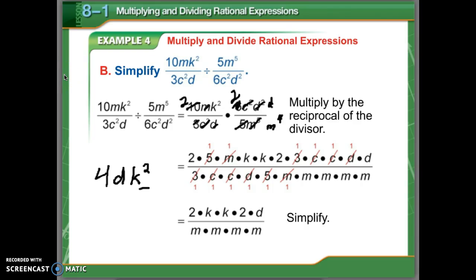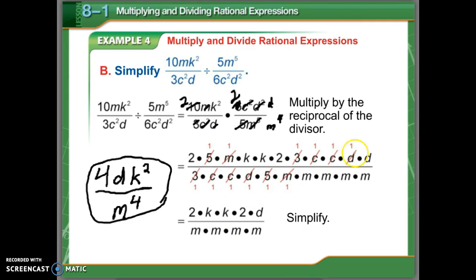Okay, I got cut off in the last video, but we're picking up right from where I was before. So on the top we had 4 times d times k squared, and we're dividing that by everything that's left on the denominator up here, which is just m to the 4th. So this whole thing right here, that is my final answer for the simplification of this problem.